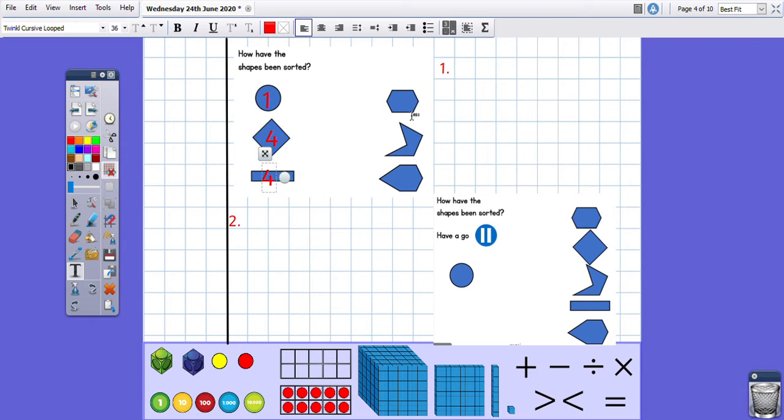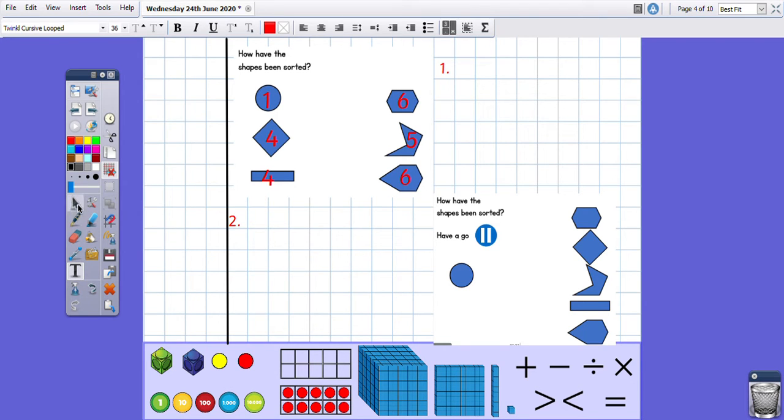Let's have a look over here. So we've got a hexagon which has got 6 sides. Let's count the sides of this shape. 1, 2, 3, 4, 5. And then we've got 1, 2, 3, 4, 5, 6. It could be to do with sides, but what else could it be to do with? Think about the shapes we are looking at. Are all the sides the same? Are all the sides the same here?